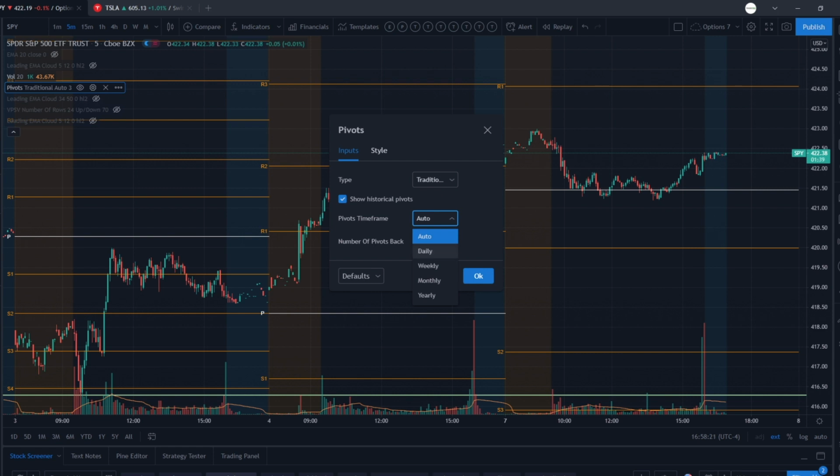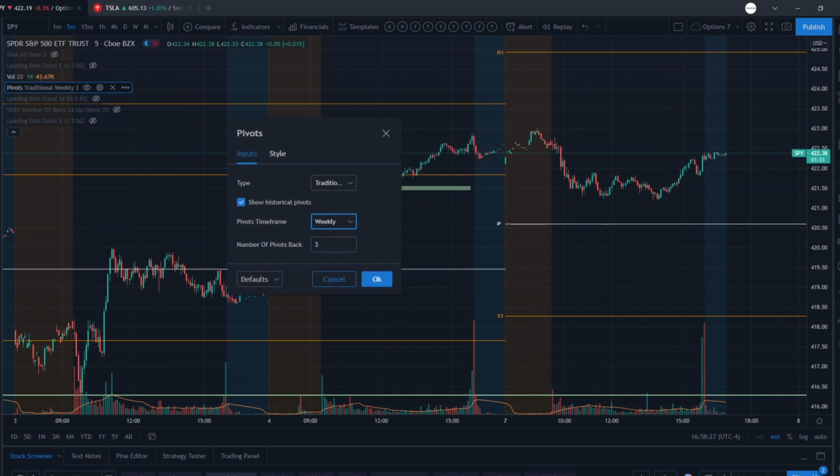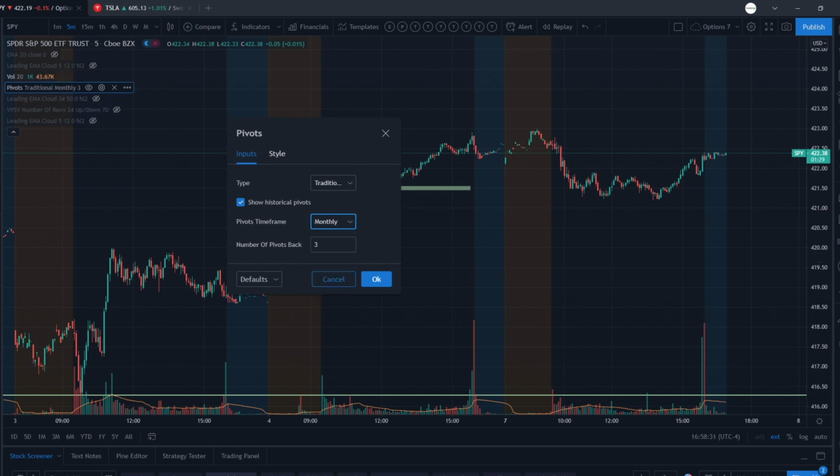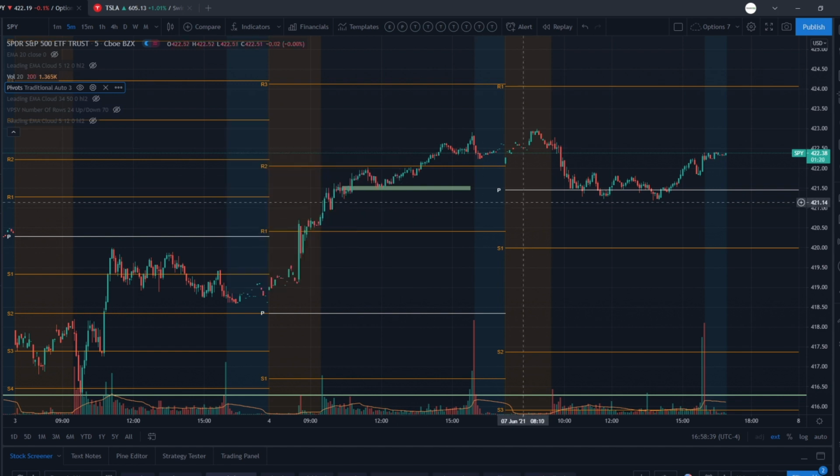So for example, if I change these to weekly, you can see that they change drastically here, right? So I don't necessarily want to use the weekly pivots if I'm day trading. If I use monthly, you'll see that they just vanish because they're so far away from the current price. So auto will keep it at daily. You'll see that these are the daily pivots. If you don't know which is which, just go to that time frame and try them out.